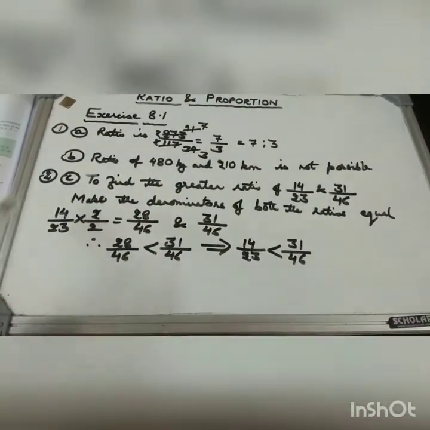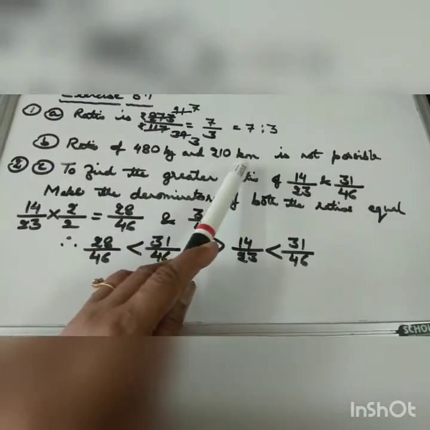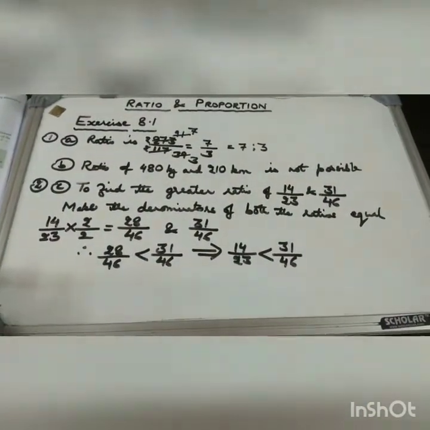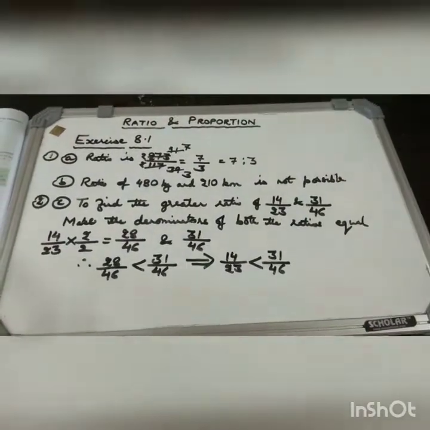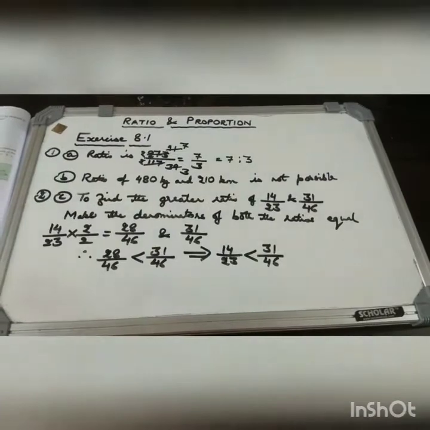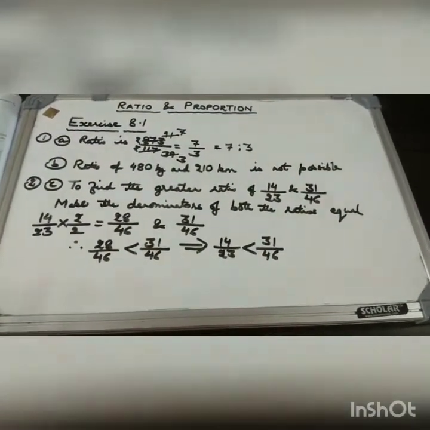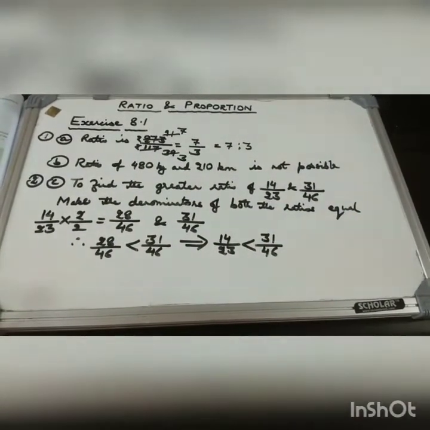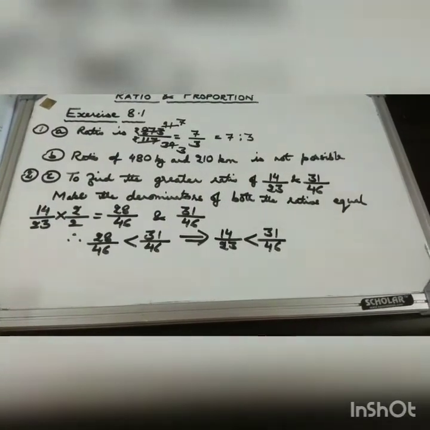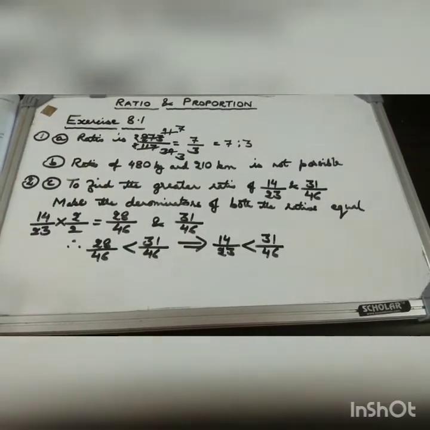Now B part. Ratio of 480 grams and 210 kilometer is not possible because obviously you cannot compare two things, one in kilogram, the other one in kilometer. I hope you have got this concept. This is general knowledge. Kilogram is measured by weight and kilometer is measured by distance. So both the things are different here. Both the physical quantities are different. How can you compare two different types of physical quantities? Hence, second one is not possible.